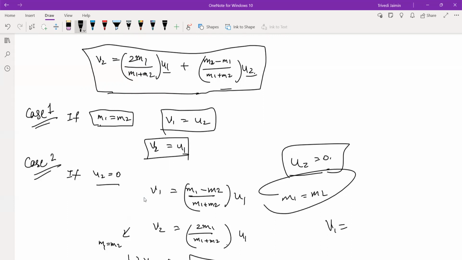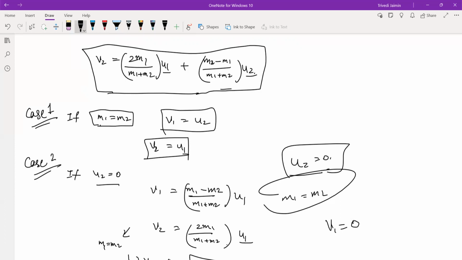Not U1. See, M1 and M2 are equal. That means M1 minus M1 will be 0. V1 will be 0. V2 will be 2M1 by 2M1, so it will be U1. What does it mean? V1 will be 0. The velocity, whatever it was initially, is totally transferred to the second ball.